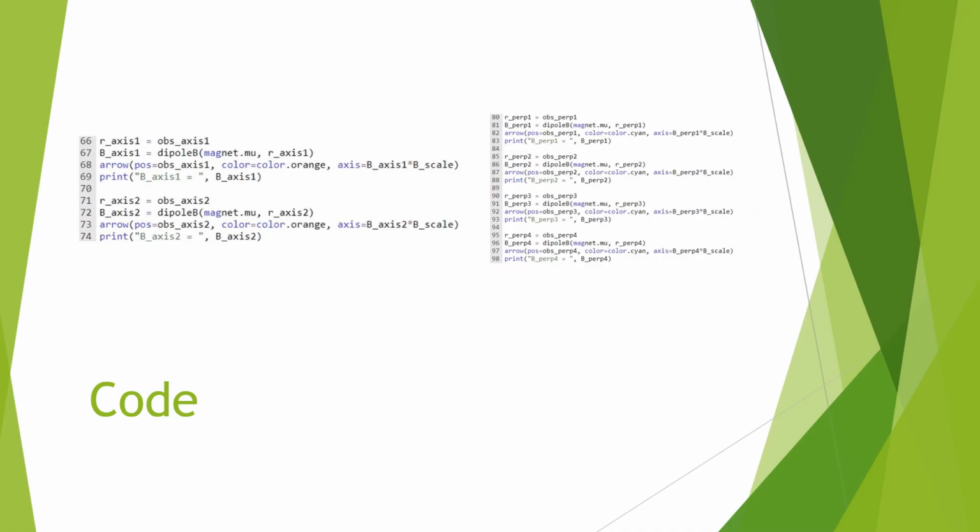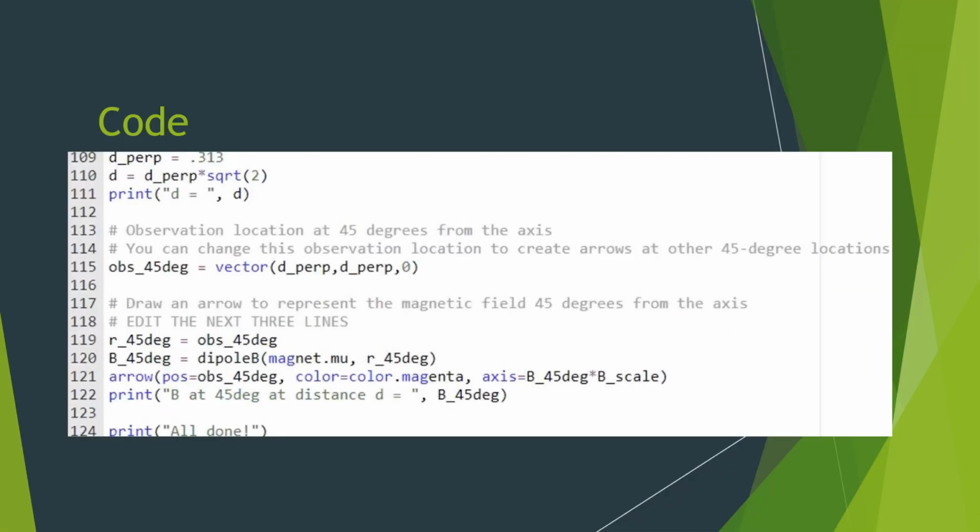Now I'll just be showing you the rest of the code where we find the magnetic field of all of these points on the axis and perpendicular, and then make arrows representing the magnetic field at those points. Now we found B given B perp from my experimental data, and then we found the magnetic field at a point 45 degrees from the axis.